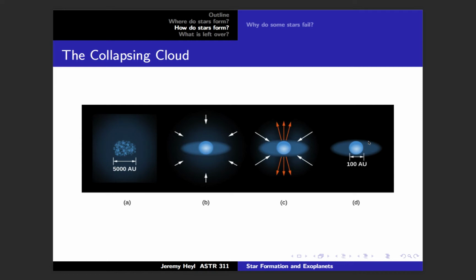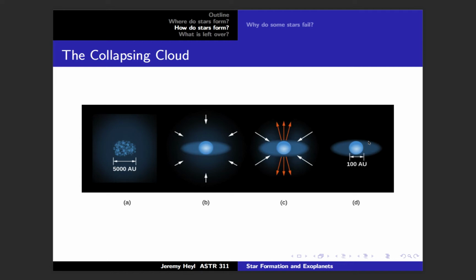So we know that stars form in groups in these molecular clouds, but how does an individual star form? And what happens as it's forming? What's the basic picture of what's going on? Within the molecular cloud, there are regions that are a bit more dense than the average, and their gravity starts to pull them in on themselves. That's what we're looking at in the leftmost part. It's maybe about 5,000 AU across.